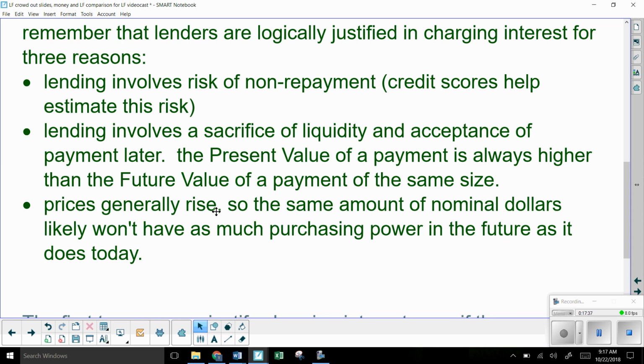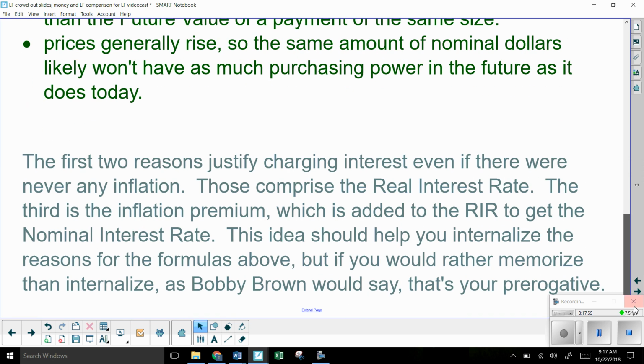And then we also know that prices generally rise. So the same amount of nominal dollars won't have as much purchasing power a year from now as it does today. So those first 2 reasons justify a real interest rate, and the third one is the inflation premium. If you imagine a place where there's 0 inflation, you would ignore this third one, but the first 2 would be good reasons to charge a little bit more than you lent out. So this summarizes that idea as well, and so you can process that a little bit yourself.